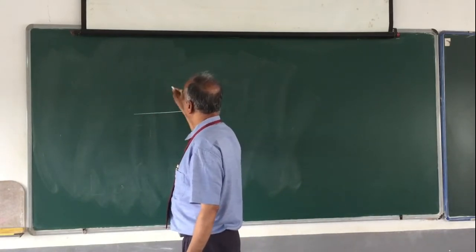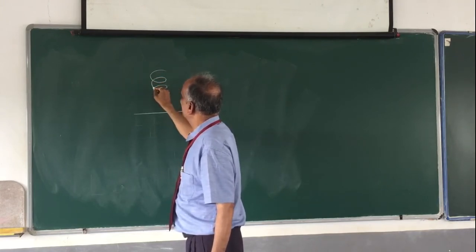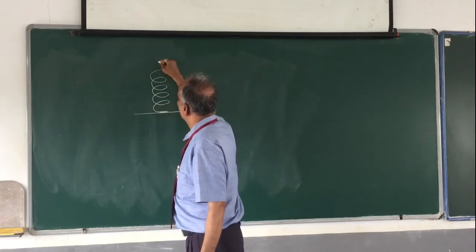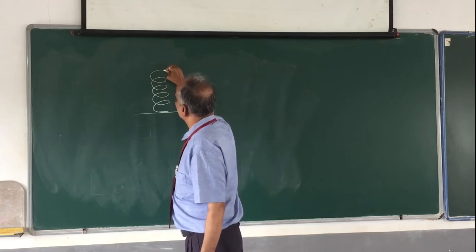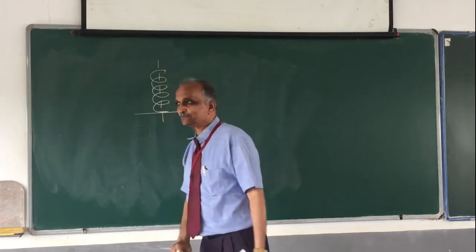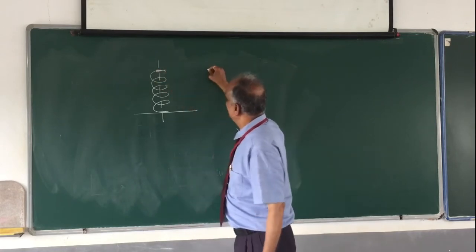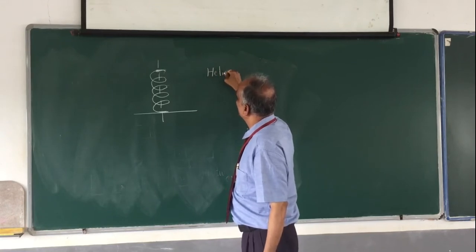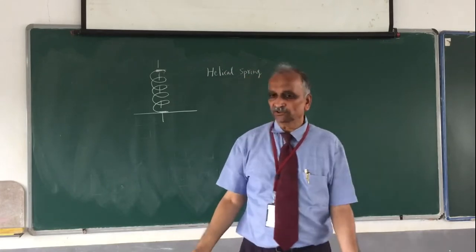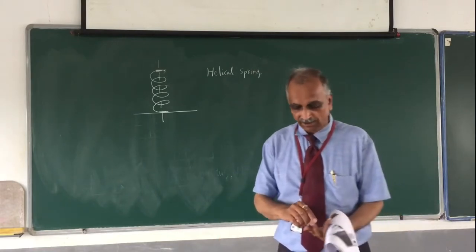Say, for example, you have something like this. I hope this looks like a spring. This spring, whatever I have shown, is called a helical spring. In automobiles, in trucks and cars, in the suspension, there also you find a spring, and that spring is called a leaf spring.